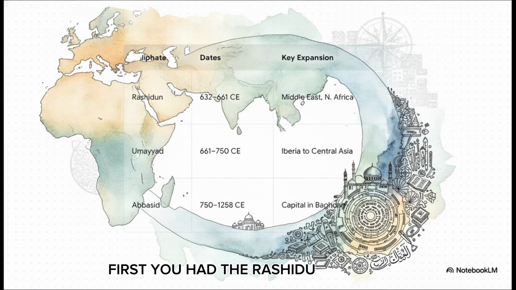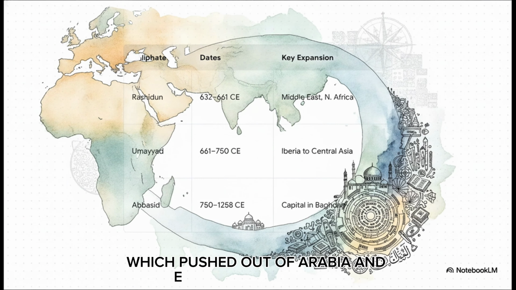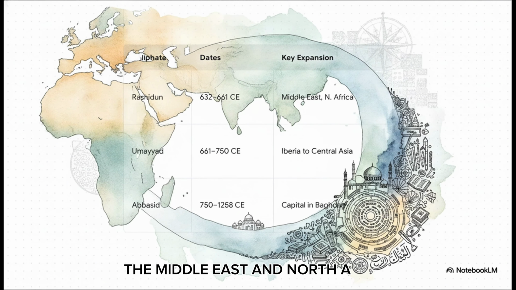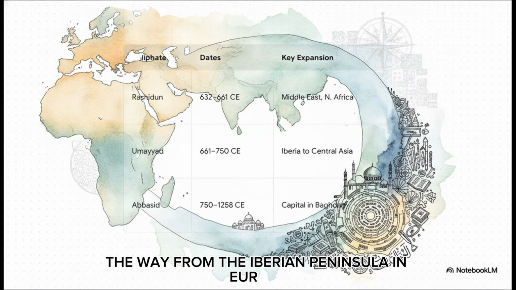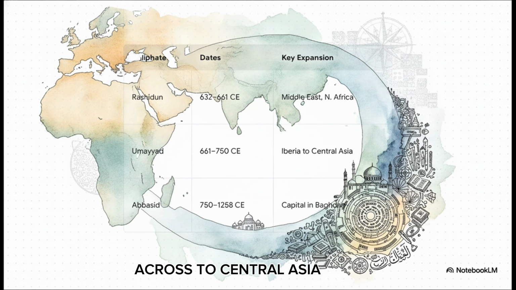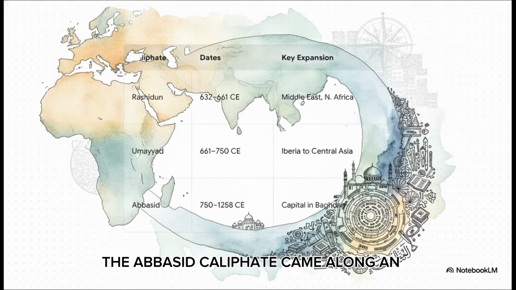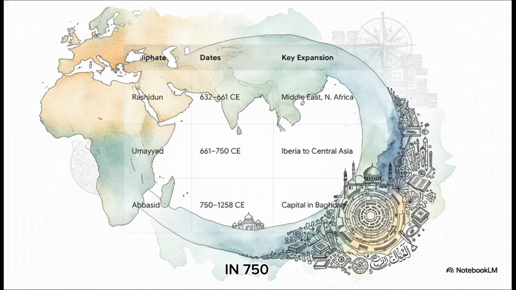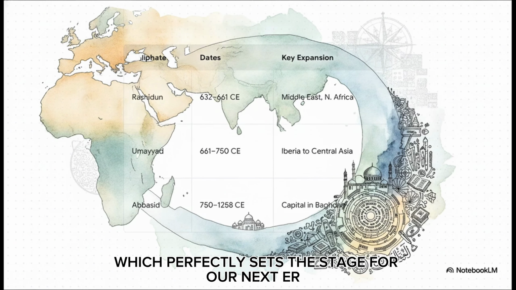First, you had the Rashidun Caliphate, which pushed out of Arabia and expanded into Persia, the Middle East, and North Africa. Then, the Umayyads took over, and in just 90 years, they stretched Islamic rule all the way from the Iberian Peninsula in Europe across to Central Asia. Finally, the Abbasid Caliphate came along and set up their capital in Baghdad in 750 CE. That move transformed Baghdad into a major global center of learning, which perfectly sets the stage for our next era.